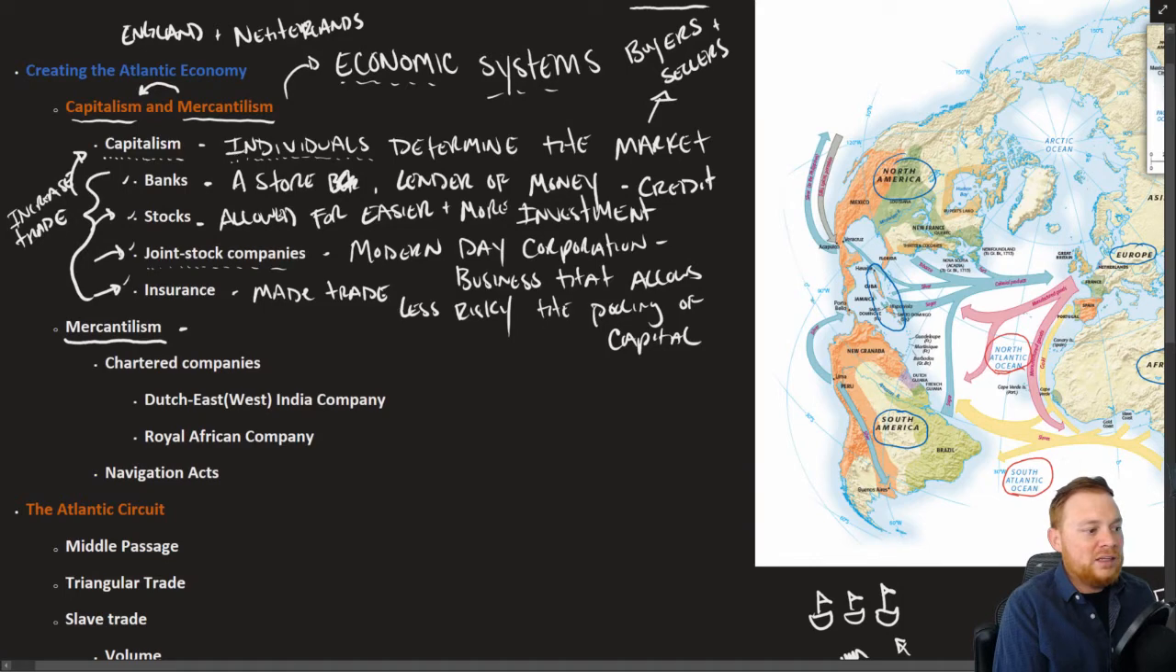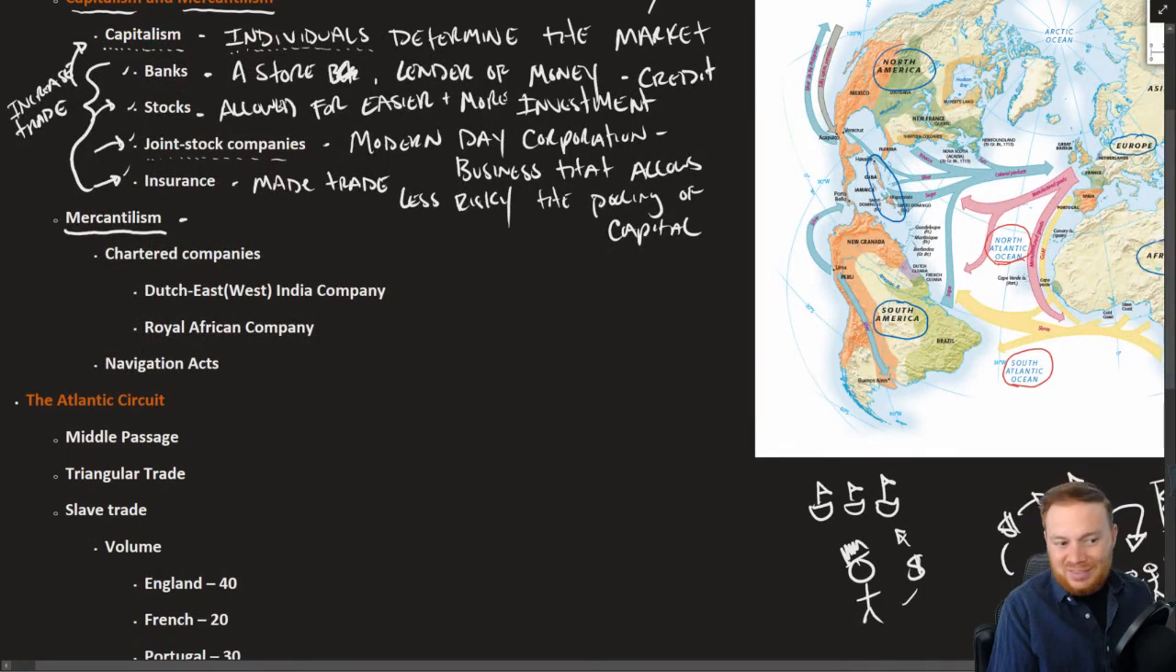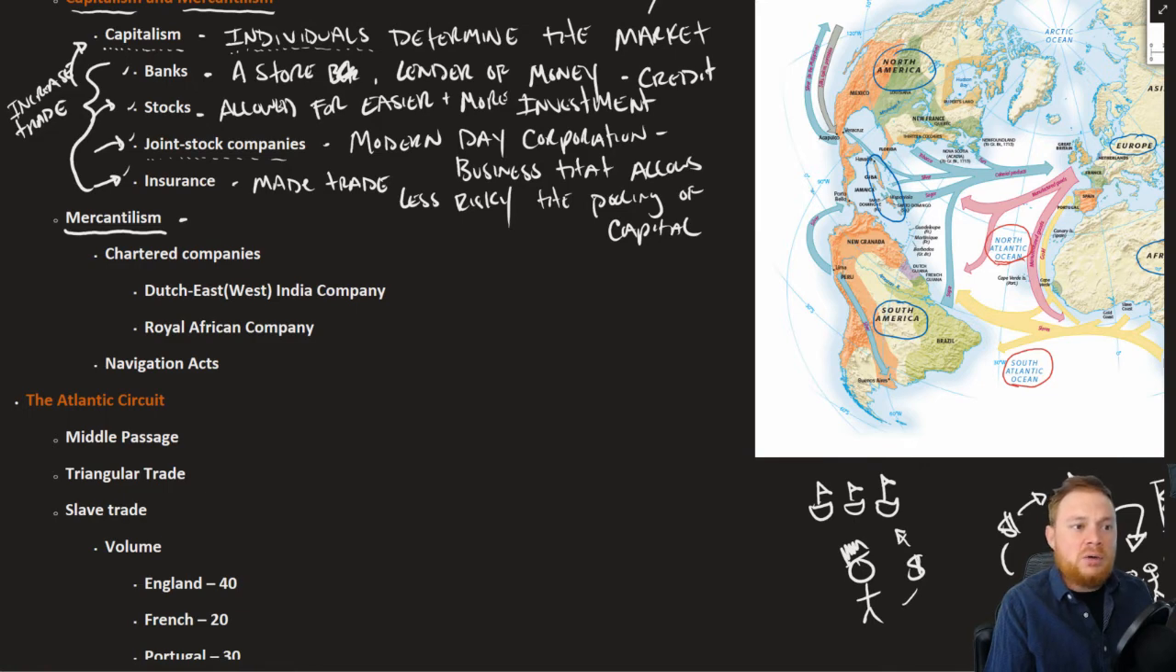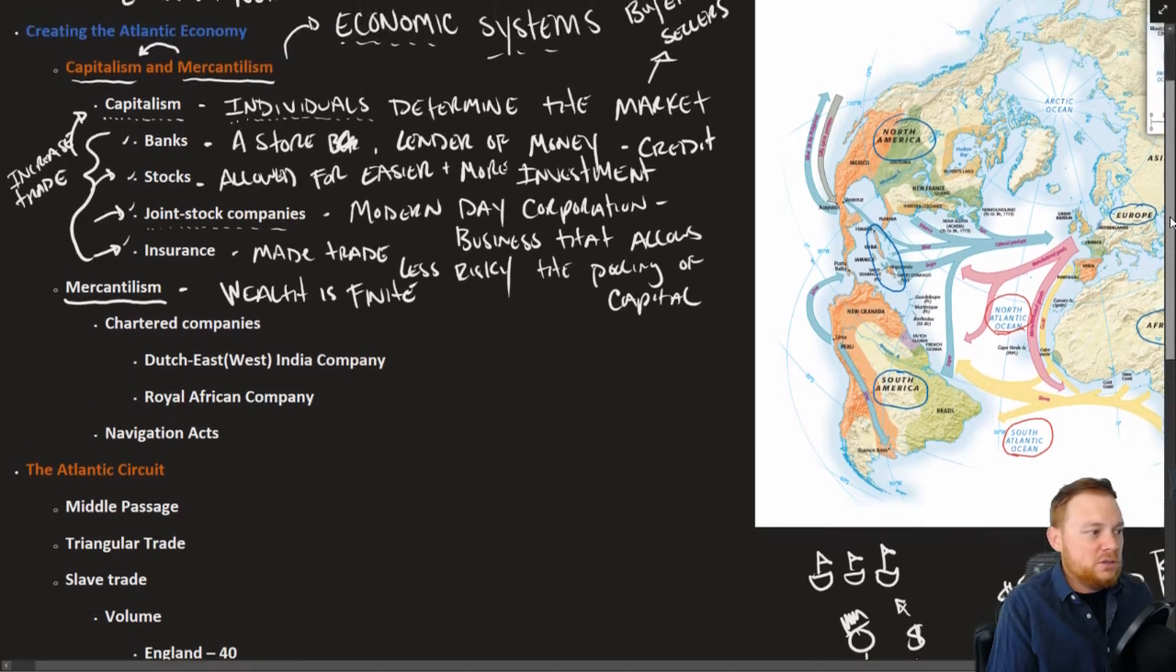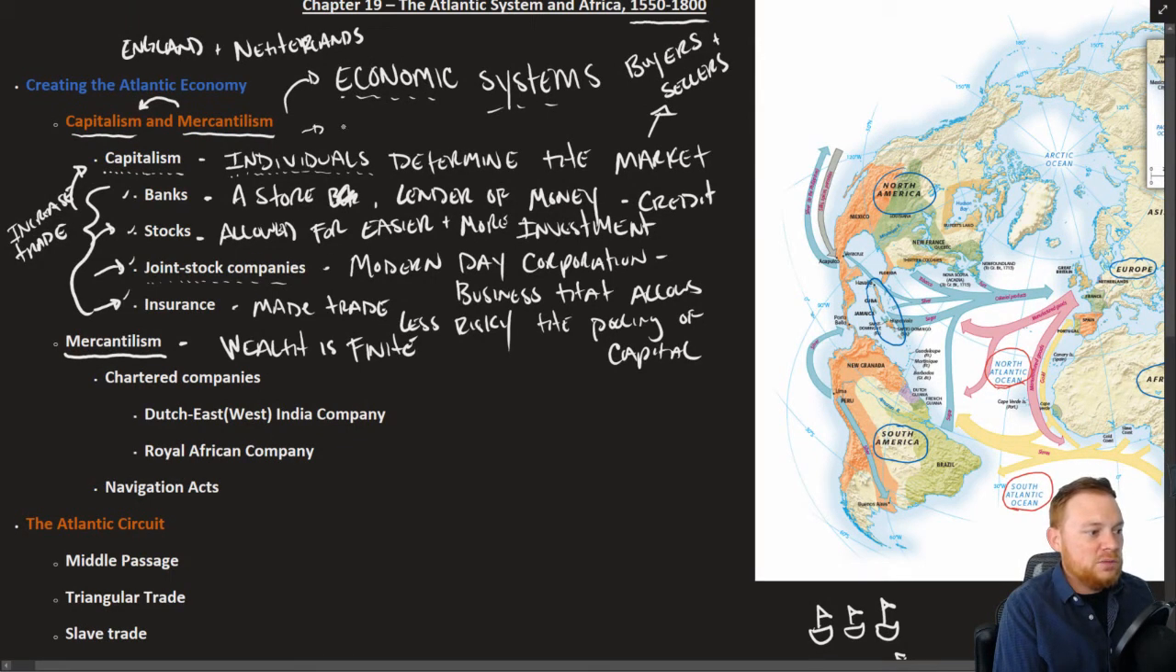But rather than individuals determining really the market, in a mercantilist system, individuals could still determine the market, buyers and sellers. However, there is often a lot more government intervention, at least in the way of rules, policies, and laws. But what mercantilism is, it's an economic theory that states wealth is finite, right? Whereas in a capitalist system, generally speaking, wealth can grow, right? Wealth can grow.